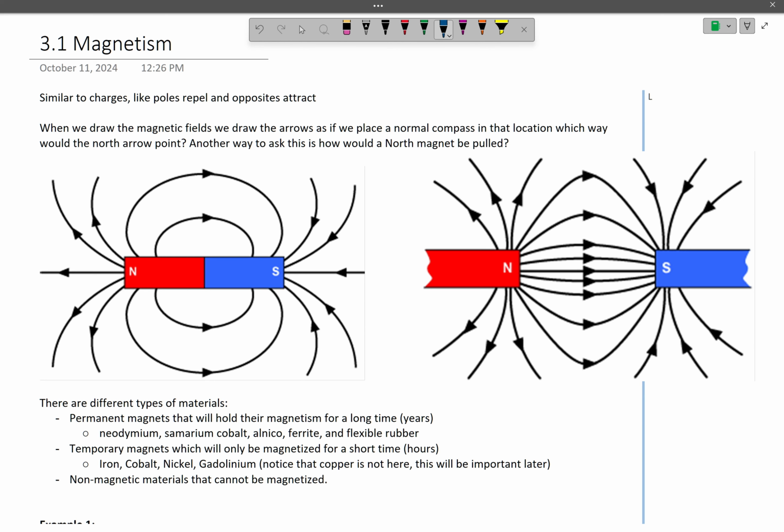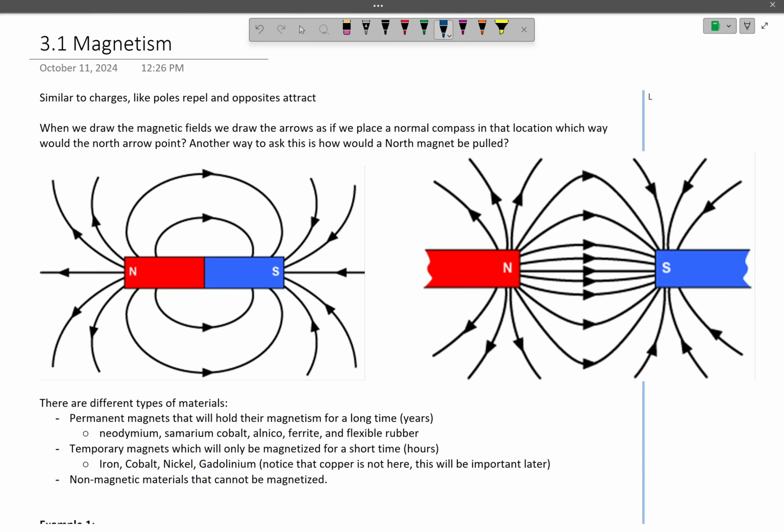So magnetism is very similar to charges. With electric charges we have like charges repelling and opposite charges attracting. Similar to that, with magnets, like poles repel, so north and north repel, and opposites attract, so north and south attract. That's important to know about.